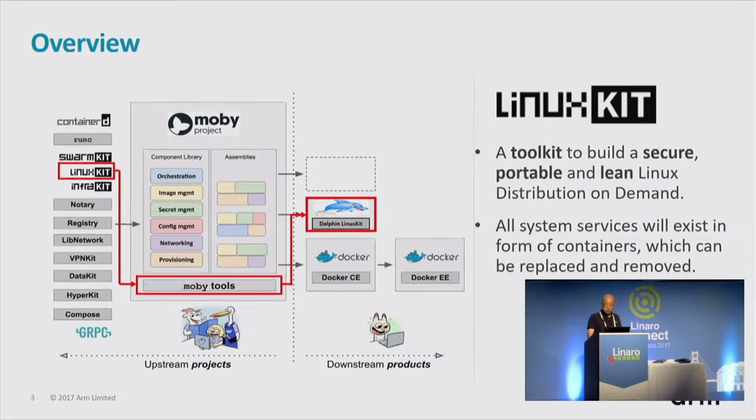So now we can get a summary of what LinuxKit is. Just as the text on the right side tells, LinuxKit is a toolkit to build a secure, portable, and lean Linux distribution on demand. And all system services in the LinuxKit distribution will exist in the form of a container, which can be replaced and removed according to your specific requirements.